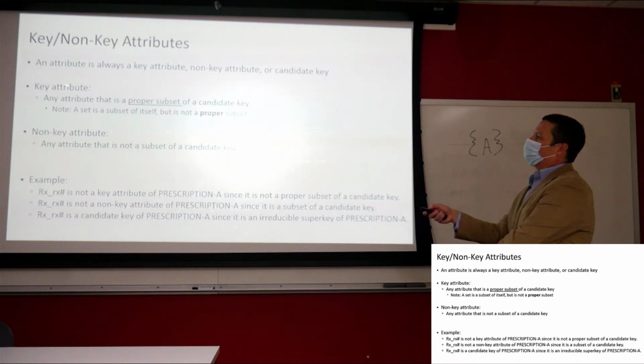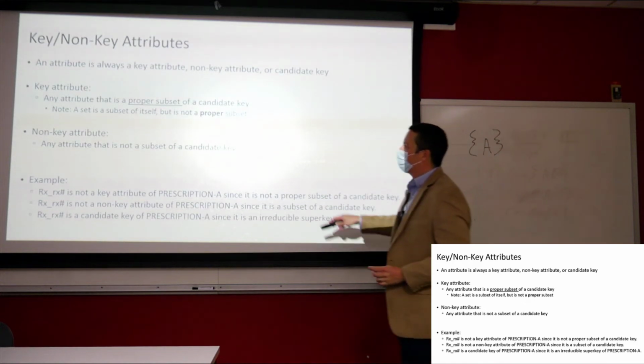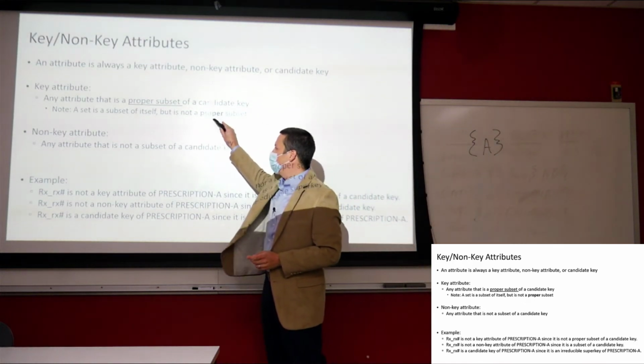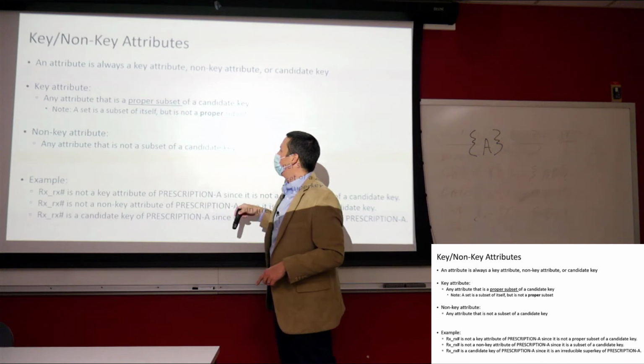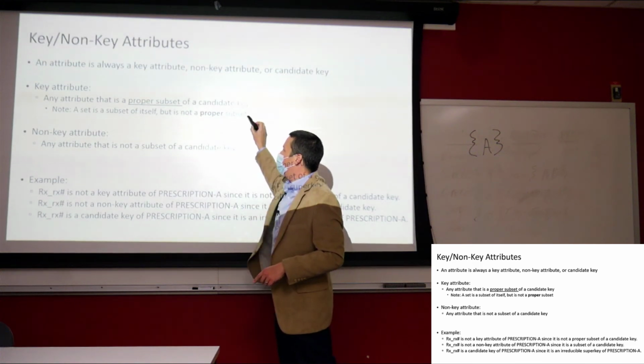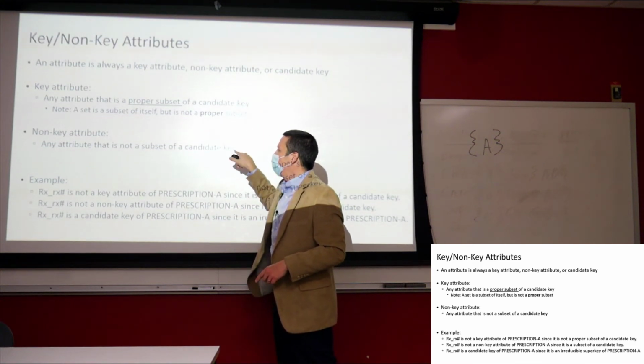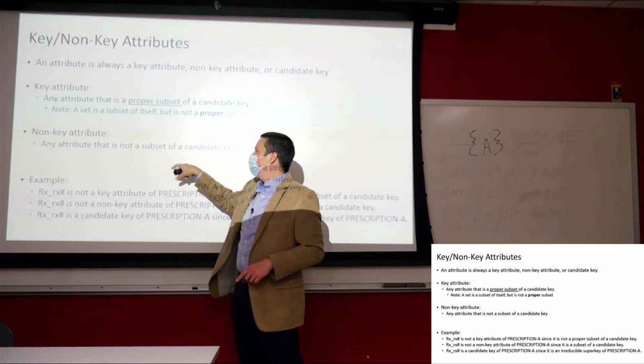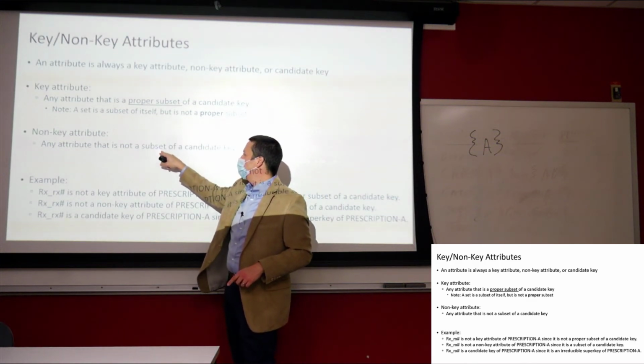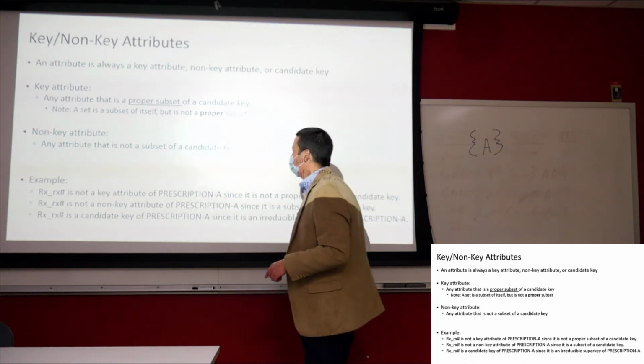A key attribute is any attribute that is a proper subset of a candidate key. And again, I'm pointing out here that a set is a subset of itself, but not a proper subset. This is going to be important. A key attribute is a proper subset of a candidate key, and a non-key attribute is any attribute that is not a subset of a candidate key. Okay?